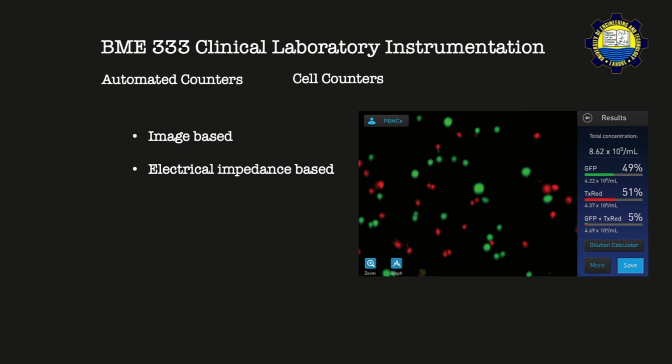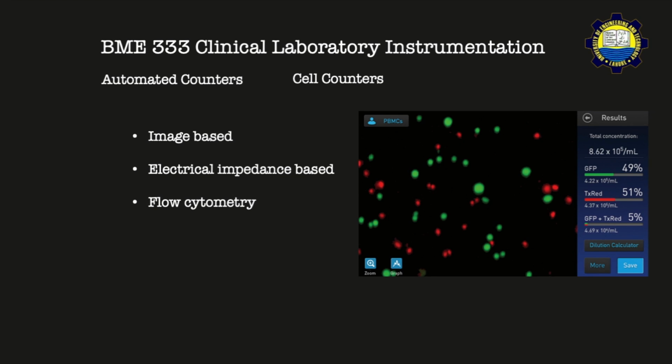But there's a drawback with this kind of implementation: they're counting the number of cells that pass through based on the impedance, but they are unable to distinguish the viable cells from the non-viable cells, as both would have a certain impedance. So this kind of implementation would not be able to tell the difference between the viable and the non-viable cells.